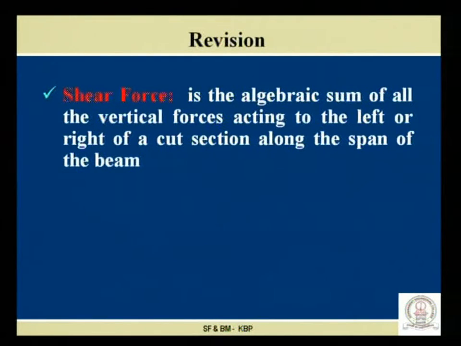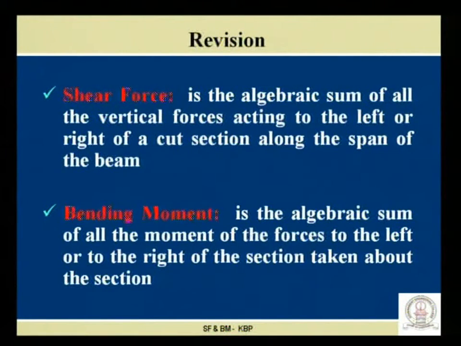Then what is the definition of shear force? Shear force is the algebraic sum of all the vertical forces acting to the left or right of a section along the span of the beam. It is important to note that it is the algebraic sum of all the vertical forces at a section, from the left or right of the section. Similarly, bending moment is the algebraic sum of all the moments of forces to the left or right of the section. The specifically important point here is the algebraic sum of the moments. With this, let us go ahead.